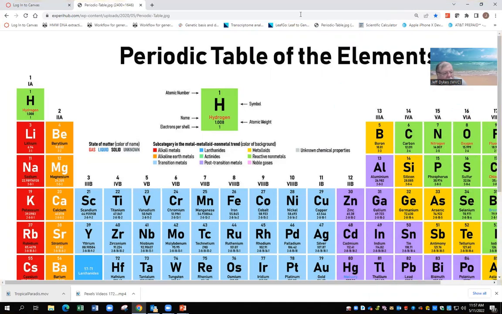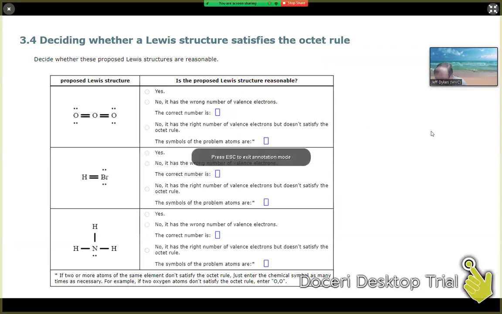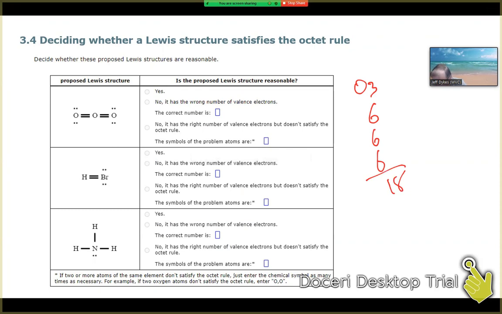So oxygen is 6, and 6, and 6, because there are 3 oxygens. That's 18. And they show us 1, 2, 3, 4, 5, 6, 7, 8, 9, 10, 11, 12, 13, 14, 15, 16. So they're missing some electrons, and they didn't follow the Lewis structure rules either. Is this reasonable? No, because it doesn't have the correct number of valence electrons. It needs 18.